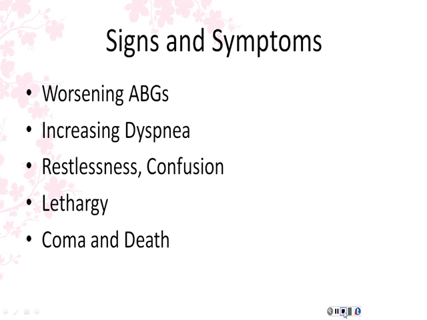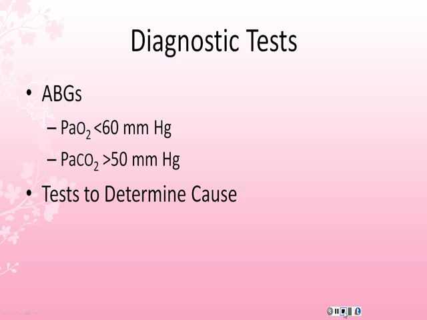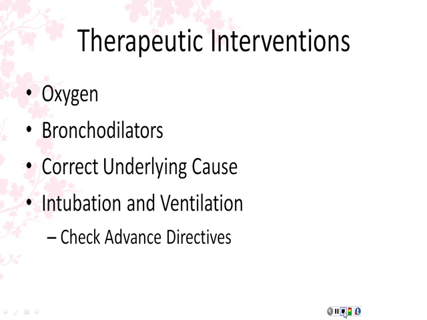Diagnosis: PaO2s that are less than 60 or PCO2s that are greater than 50. You want to do tests to determine the cause, so you may see sputum cultures, chest x-rays, and other tests as well, again to determine that underlying cause to guide the treatment. Therapeutic interventions: antibiotics, bronchodilators, correcting the underlying cause. Intubation and ventilation. They can also use BiPAP or CPAP. Certainly before intubating anybody, we want to check advanced directives to make sure that that's what they would like us to do.